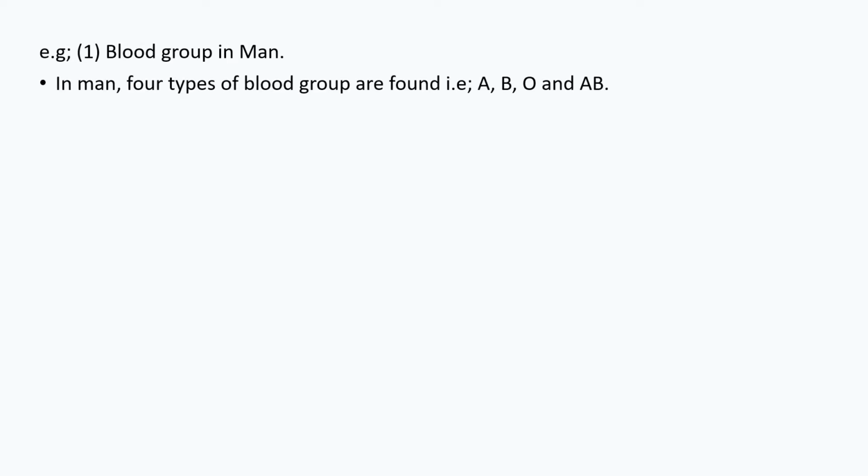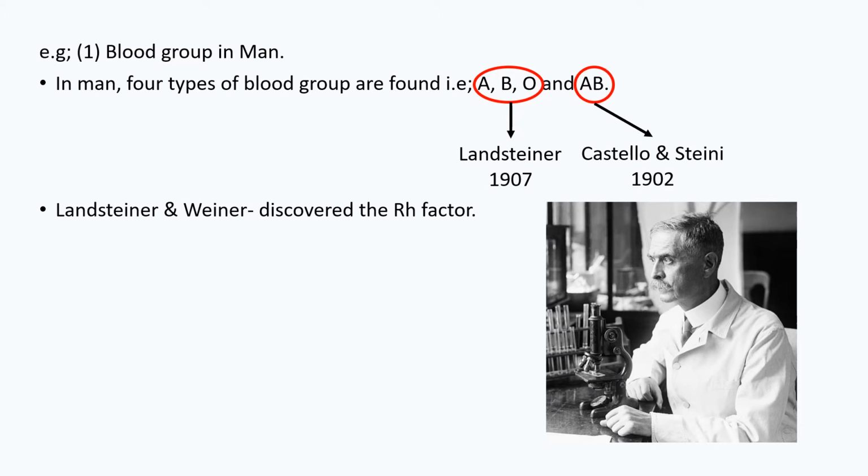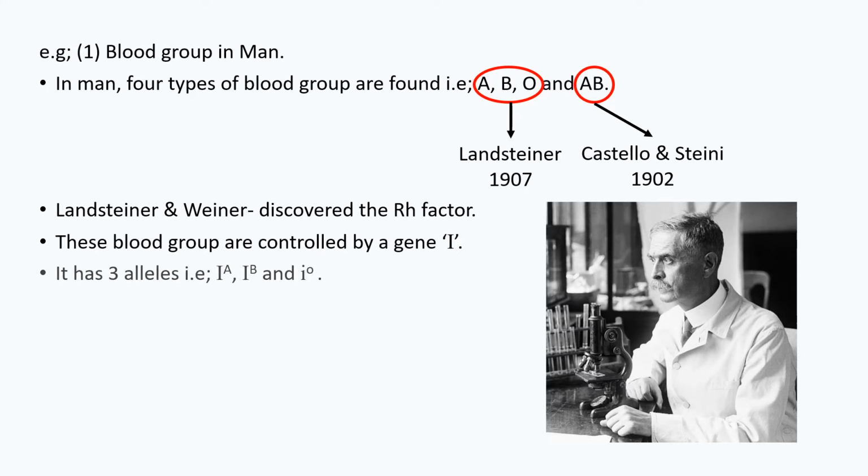To understand multiple alleles, let's take the first example of blood group in man. In man, 4 types of blood group are found, that is A, B, O and AB, out of which the blood groups A, B, and O were discovered by Landsteiner in 1907. And blood group AB was discovered by Costello and Steine in 1902, while Landsteiner and Weiner together discovered the Rh factor. These blood groups are controlled by a gene, I, which has 3 alleles, A, B, and O.